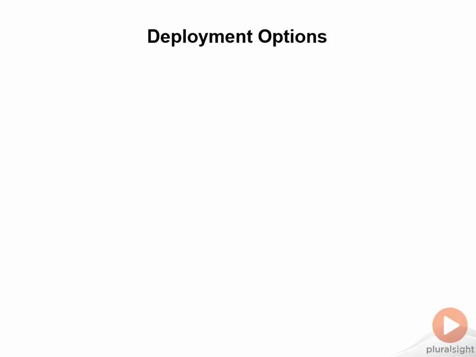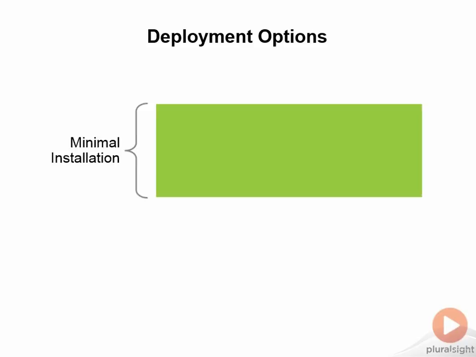So remember I talked about the different deployment options depending on where you're deploying this to and what kind of environment you're in. So you really mainly have two options here. The first is the minimal installation, and this is for smaller deployments that don't require the scale or high availability or redundancy of a large production deployment.